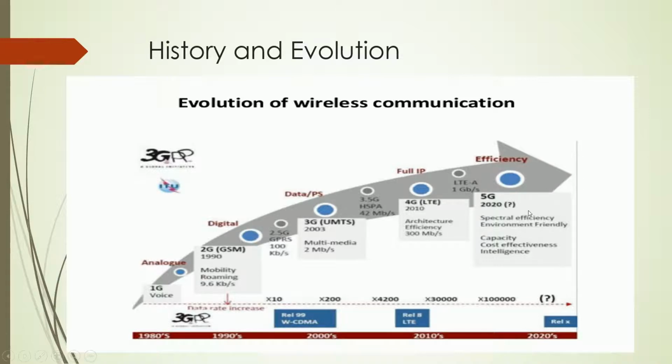About 5G, we do not yet know, but people are saying that big companies like Intel and Microsoft are referring to spectral efficiency and being environmentally friendly. This is the history and evolution of mobile communication throughout the years. It started from the 1980s to 2020. Maybe we are expecting 5G soon, in 2020.